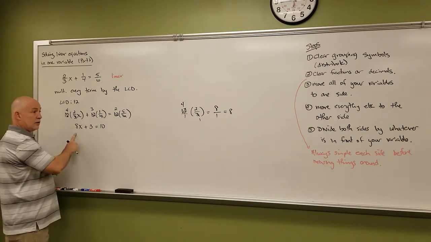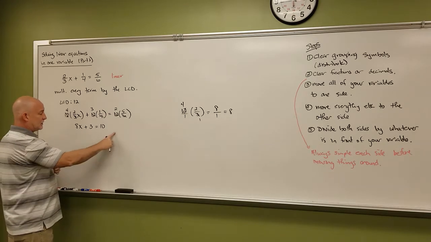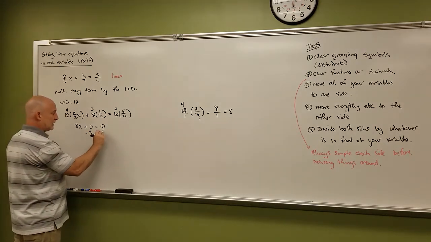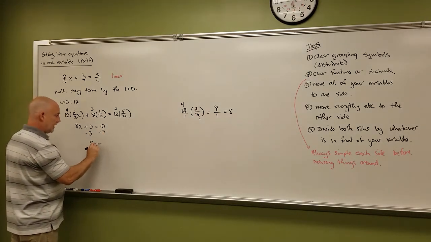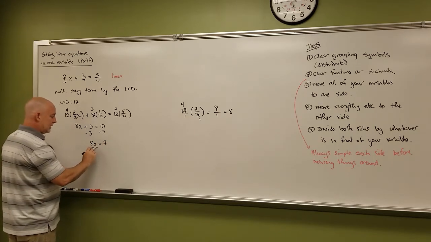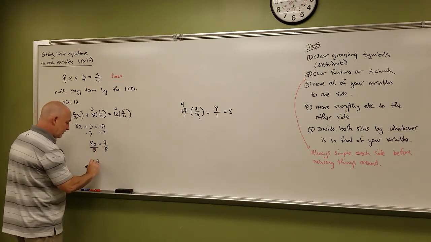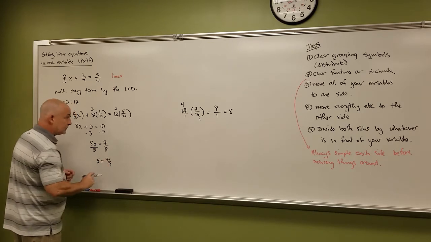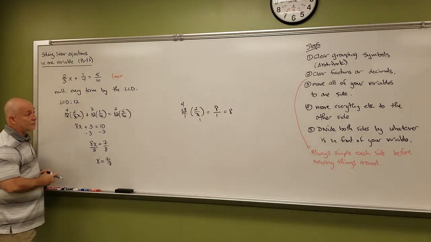Move all your x's to one side, that's done. Move everything that doesn't have an x to the other side, so let's get rid of that 3. So we have 8x is equal to 7. Last step, divide both sides by whatever's in front of our variable. We get x is equal to 7/8.